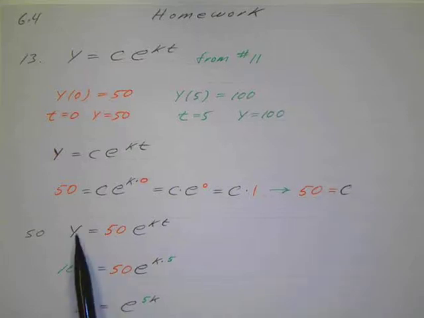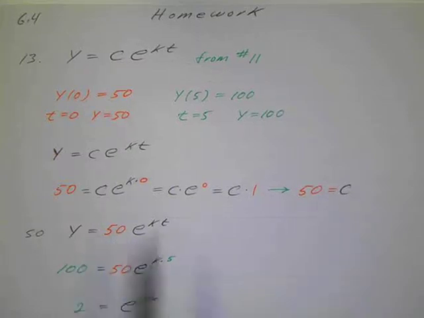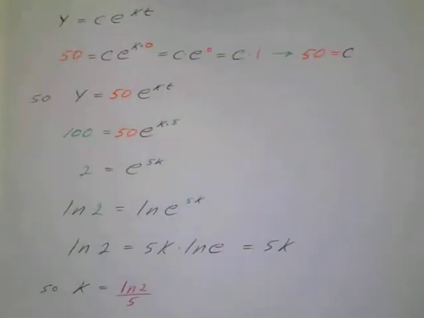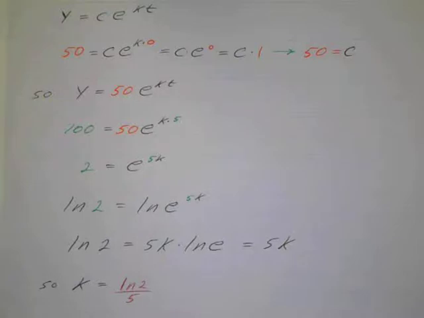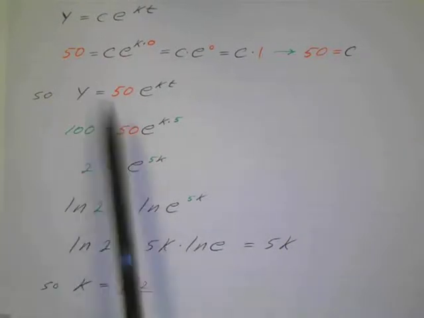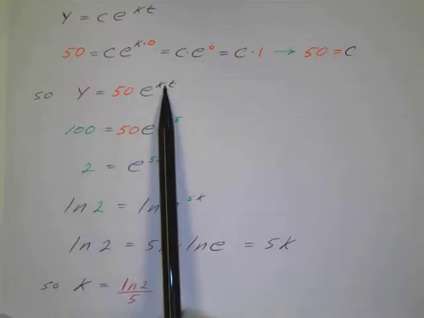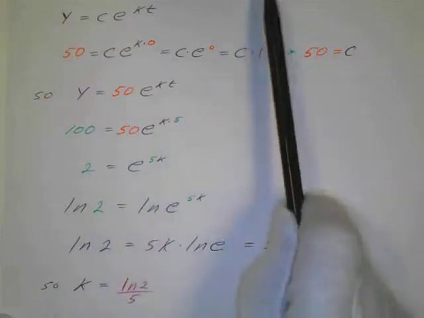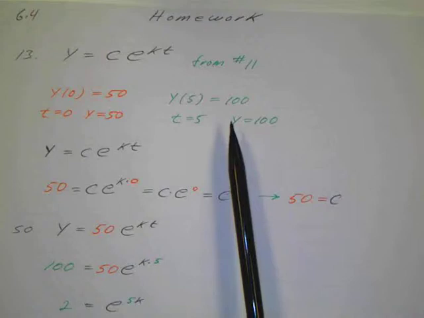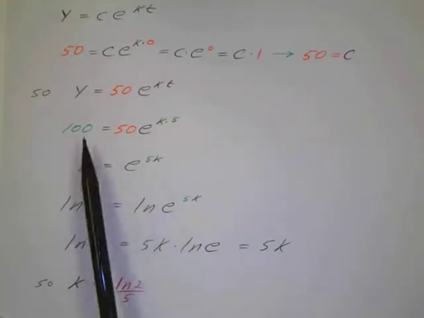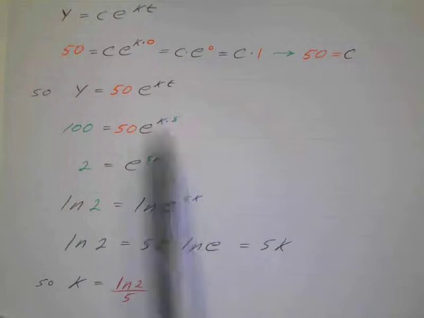So I can put that back in this equation. Y equals 50 e to the kt. But now I have to find out what k is, because we had two unknowns. So y equals 50 e to the kt. But we also know that from the second bit of information up here, when t is 5, y is 100. So y is 100 when t is 5. So I put that in.